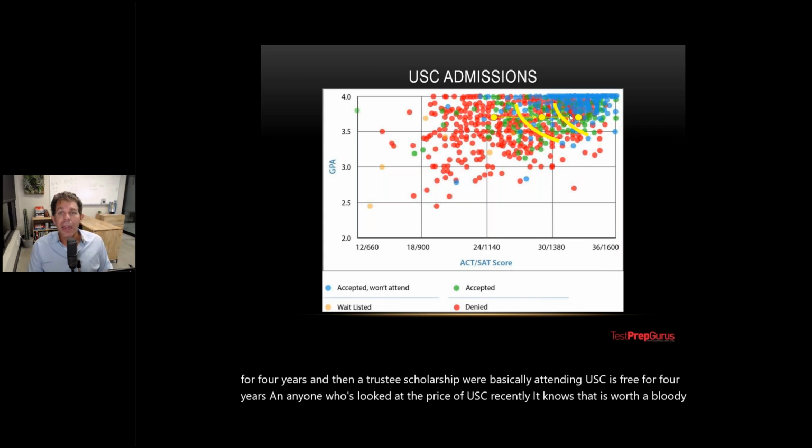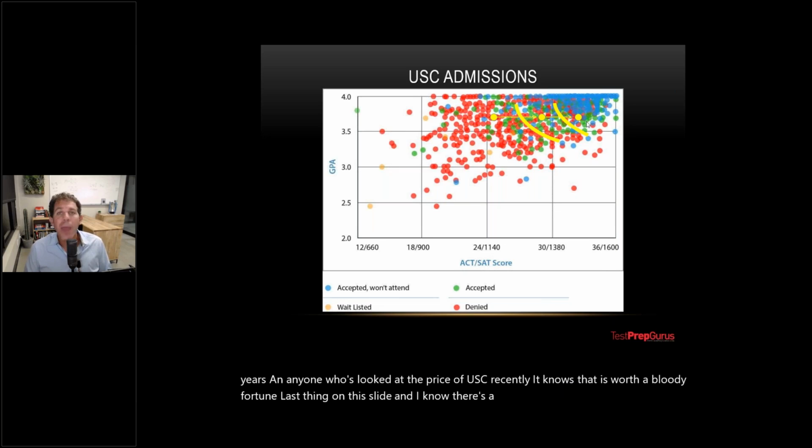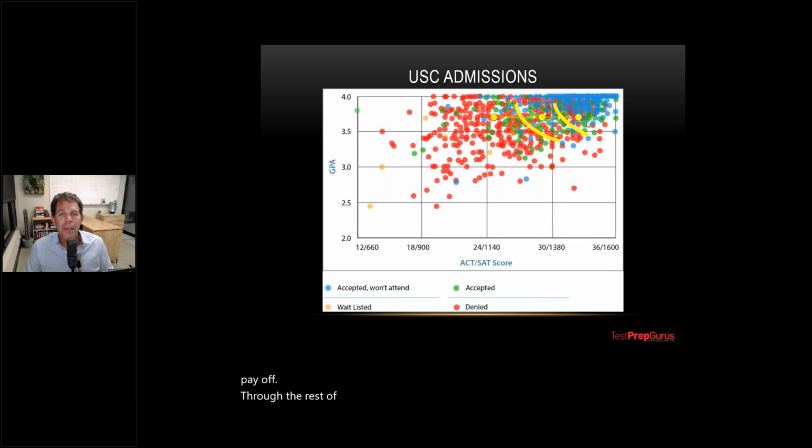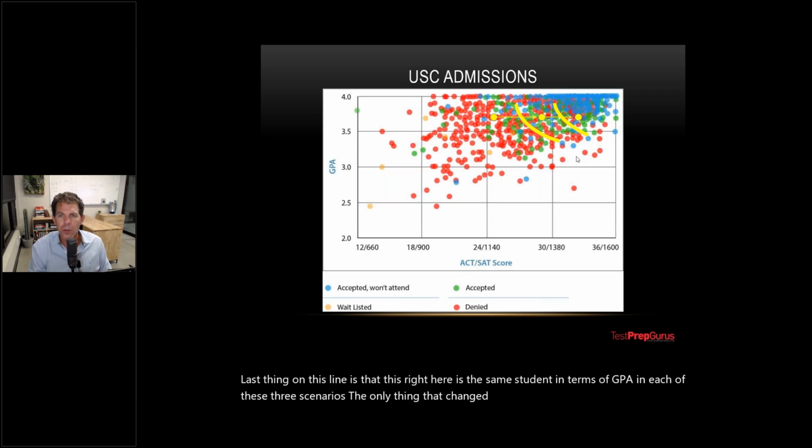Last thing on this slide, and I know there's a lot of data on this slide, but it is going to pay off through the rest of the presentation. This right here is the same student in terms of GPA in each of these three scenarios. The only thing that changed was their test score, right? And that drastically changes the way that school looks at that student.